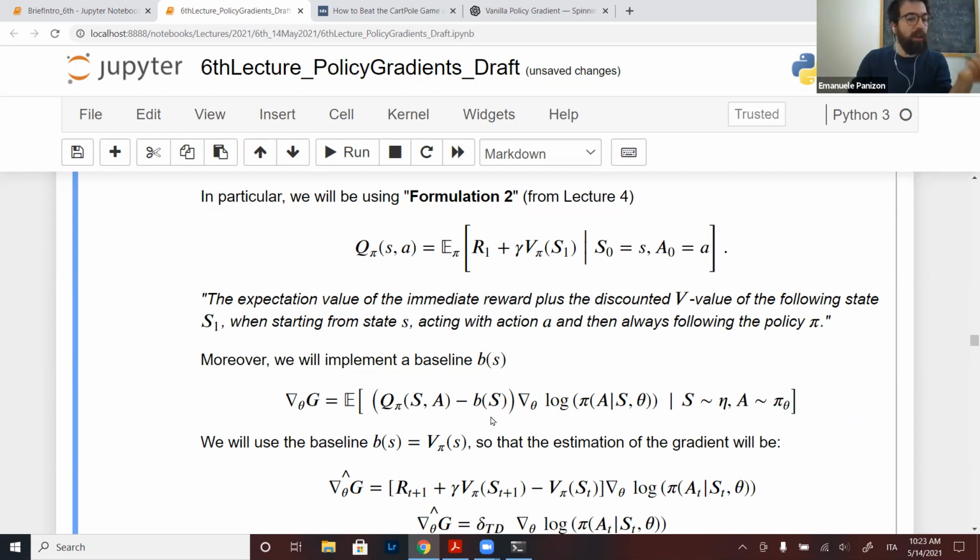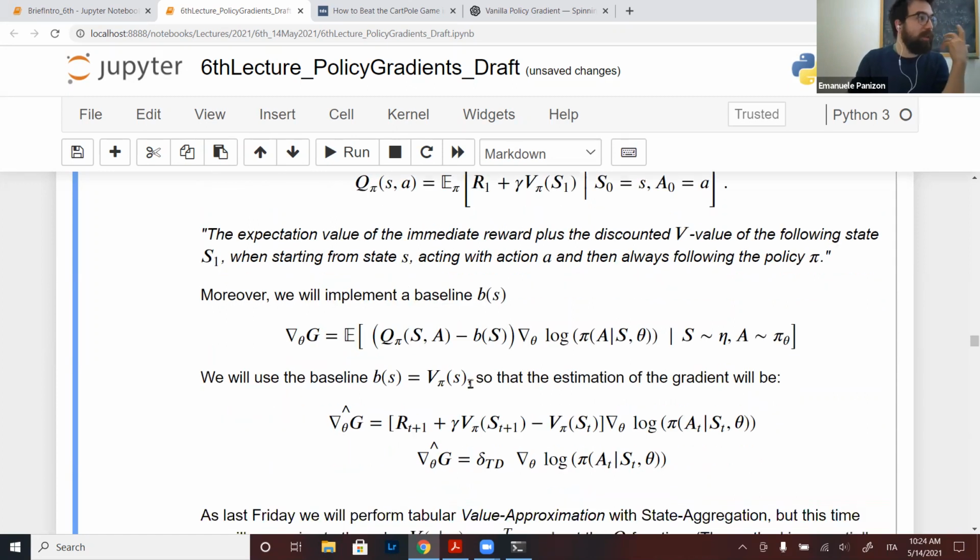Okay, why do I use it? Because if I use as a baseline the value for that state, I can do it because it does not depend on the action. We find something which is very familiar to us. We find something which is constructed as the reward plus gamma, the value of the new state, minus the value of the state where we are. And this, which is the new way we are going to estimate the quality instead of using the return, is nothing else than the TD error.